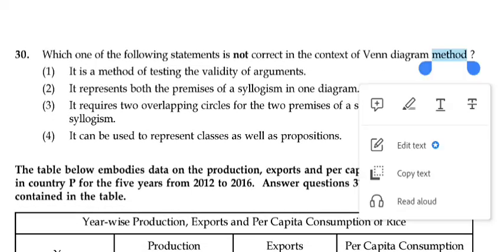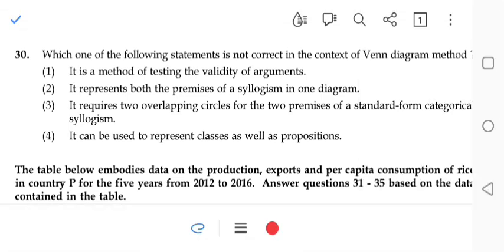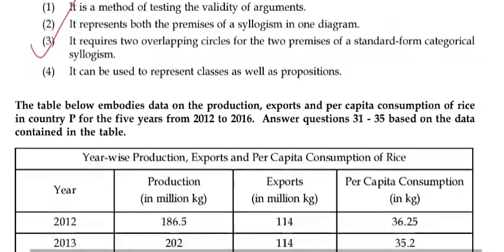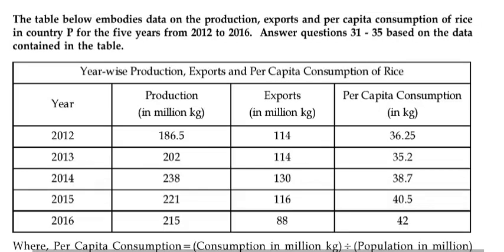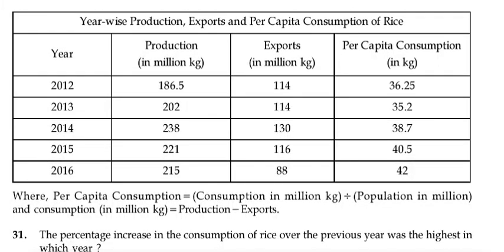It requires two overlapping circles for the two premises of a standard form categorical syllogism. Now, the table below embodies data on the production, exports and per capita consumption of rice in country P for the 5 years from 2012 to 2016. Now answer questions 31 to 35 based on data contained in the table. So this is a question of data interpretation. So this is the box, this is the chart. Please look at it carefully.